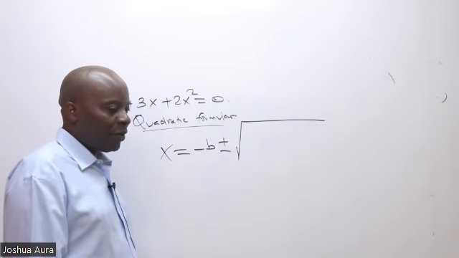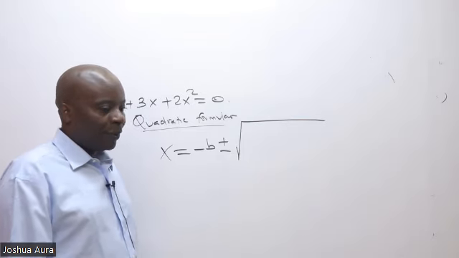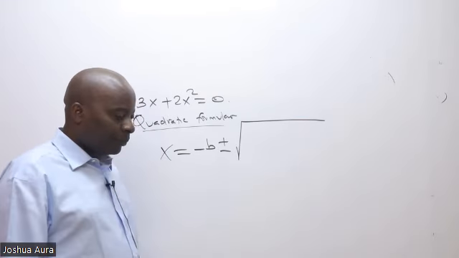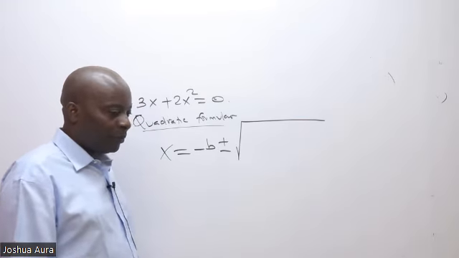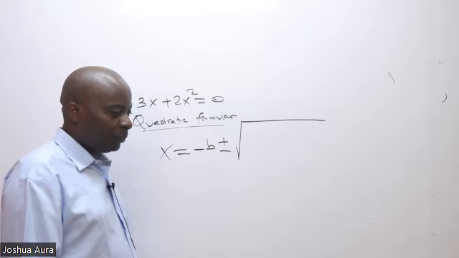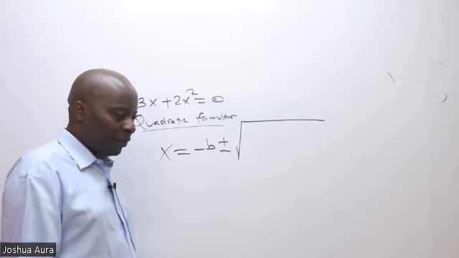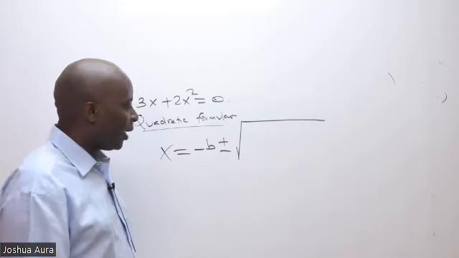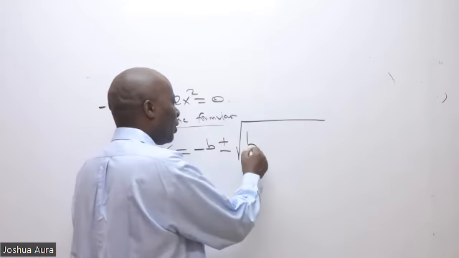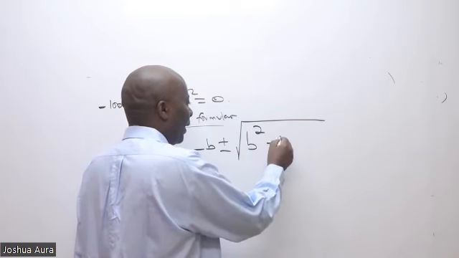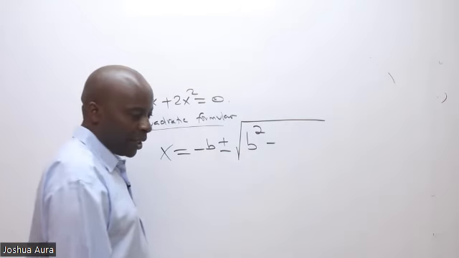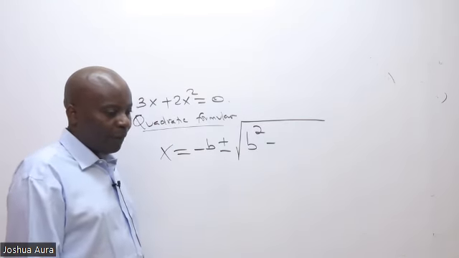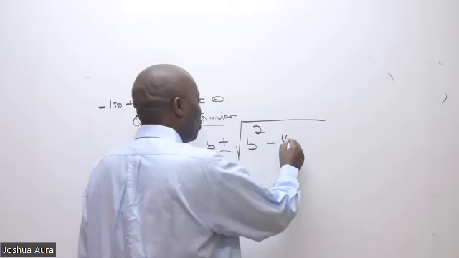How about inside? The very important formula. Minus b, plus or minus, and then we have something inside here. Aha. Thank you so much, Yusufu. b squared minus who? Minus 4ac. Thank you so much.